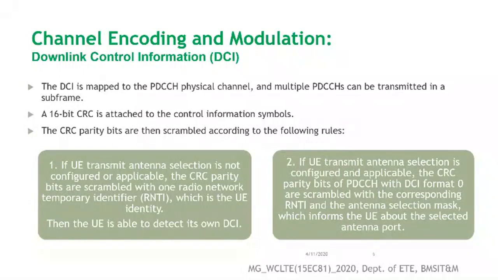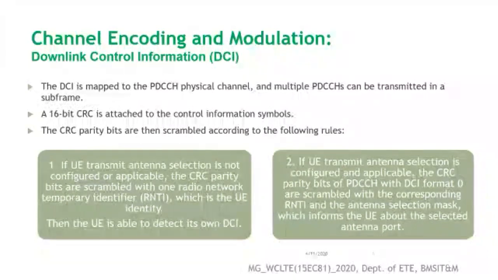Then the user equipment is able to detect its own downlink control information, DCI. So what I said: if user equipment transmit antenna selection is not configured or if it is not applicable, then the CRC parity bits are scrambled with one RNTI. RNTI is nothing but the radio network temporary identifier, and this is the user equipment identity. With that the user equipment is able to detect its own DCI.